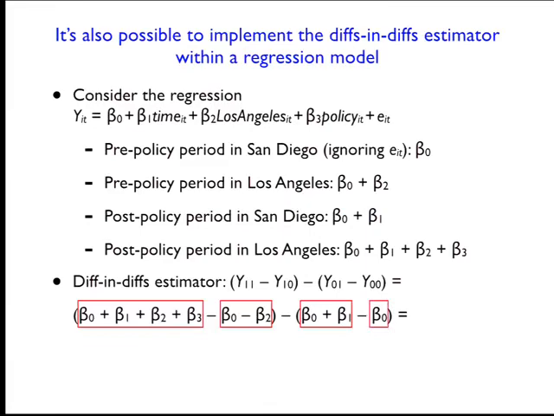So if you do this, a lot of these terms are going to cancel out with each other. And if you go through, you're going to see that it's going to be beta 1 plus beta 3 after I cancel out everything in the first set of parentheses, then minus beta 1, then those two beta 1s cancel out. And so you end up with just beta 3.